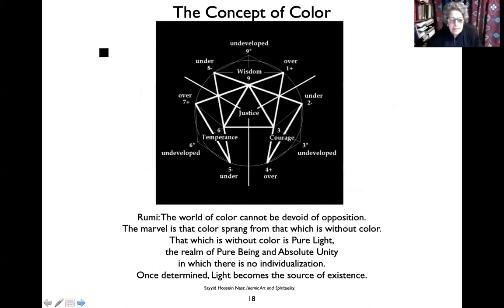So now we're at the concept of color, where Rumi says the world of color cannot be devoid of opposition. The marvel is that color sprang from that which is without color, which is of course light. That which is without color is pure light, the realm of pure being and absolute unity, in which there is no individualization. Once determined, light becomes the source of existence. So as the Quran says, God is the light of the heavens and the earth. So color comes from that which is without color. So this is kind of an interesting understanding of it from a spiritual point of view.